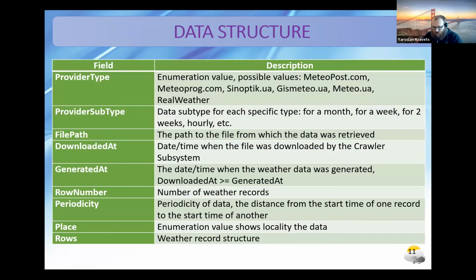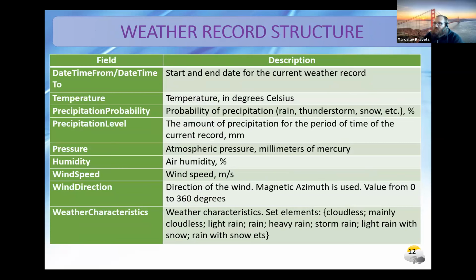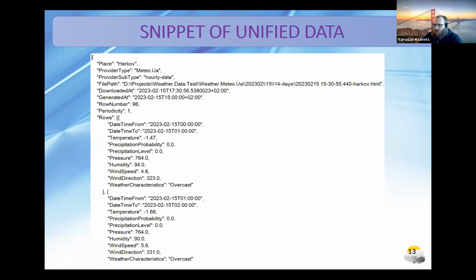On this slide, you can see fields of unified data. The most important fields are place and forecast generation date time. It's a set of fields for a weather records list item. As you can see, it contains all the weather parameters and date time interval. Our system can save data in CSV and JSON text format. This is a snippet of unified meteorological data, which is saved in JSON text format.